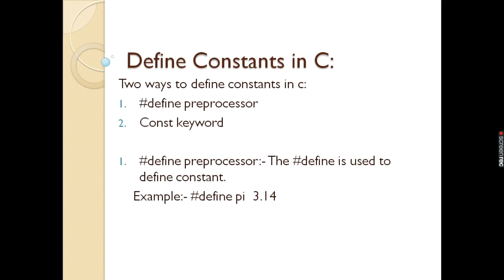So we can understand how a constant is defined in C by using the #define preprocessor and the const keyword. We will see in the next part how many types of constants there are in C.